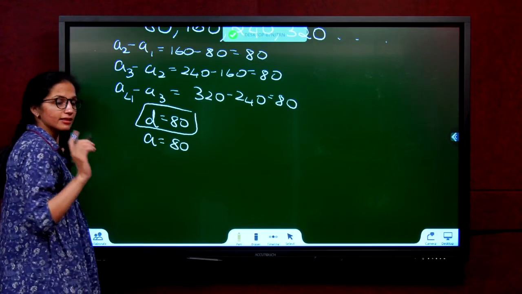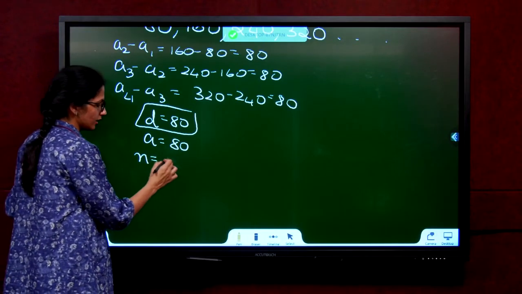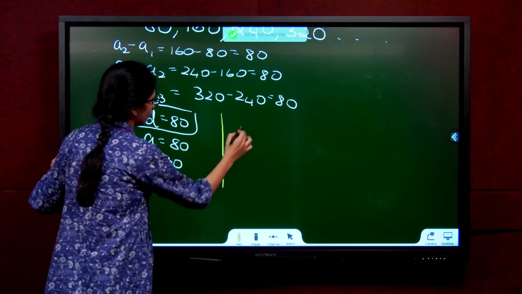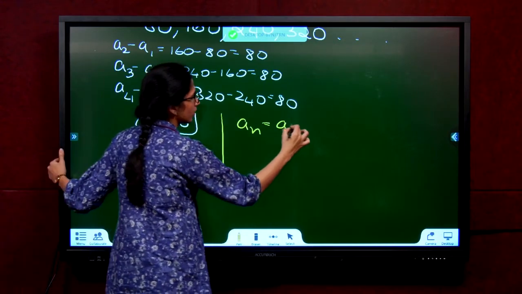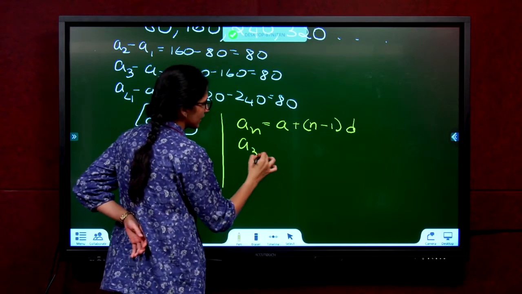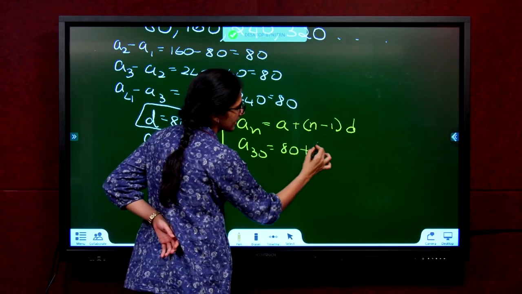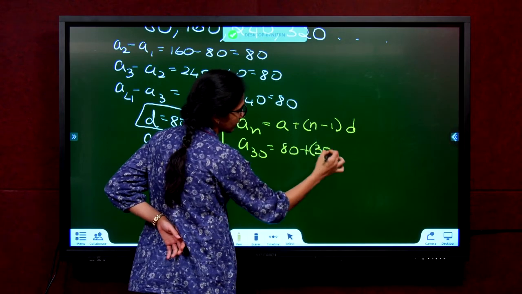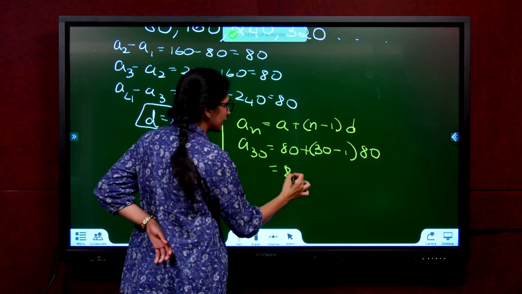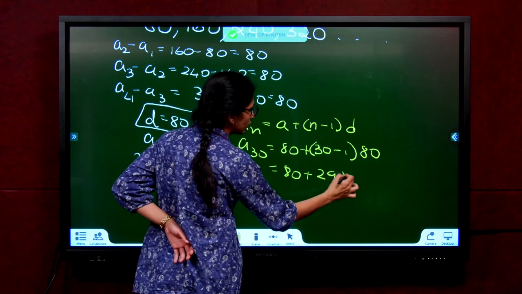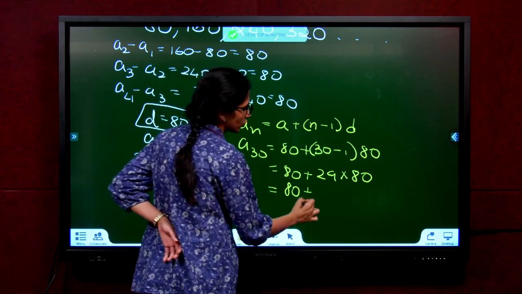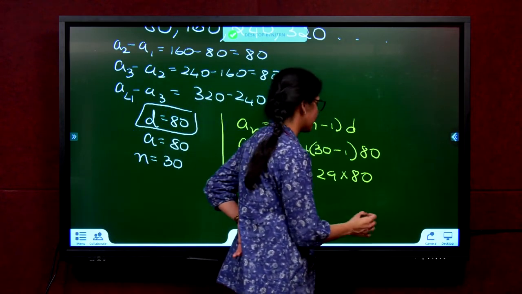They wanted to find the interest in the 30th year. So N is 30. Now let's go for the AN formula. AN is equal to A plus N minus 1 into D. A30 is equal to 80 plus, N is 30, 30 minus 1 into 80. Careful, 80 plus 29 into 80.